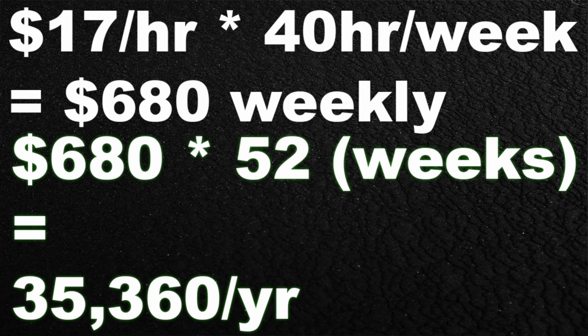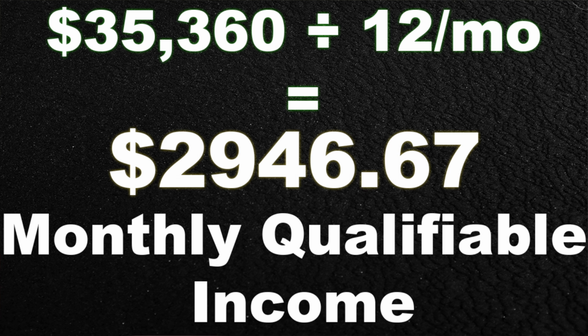This is assuming that we have somebody who works a full work week and it is indeed a full-time job. For that person, they would be earning approximately $680. What we would then do is $680 times 52 weeks in the year, and that comes up with an annual income of $35,360. Now, to get their monthly qualifiable income, we need to divide that annual number by the number of months in a year, which is 12. $35,360 divided by 12 equals $2,946.70 a month of qualifiable income.